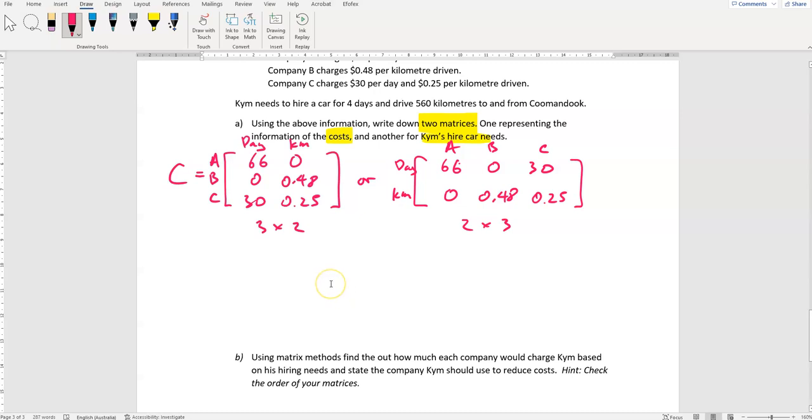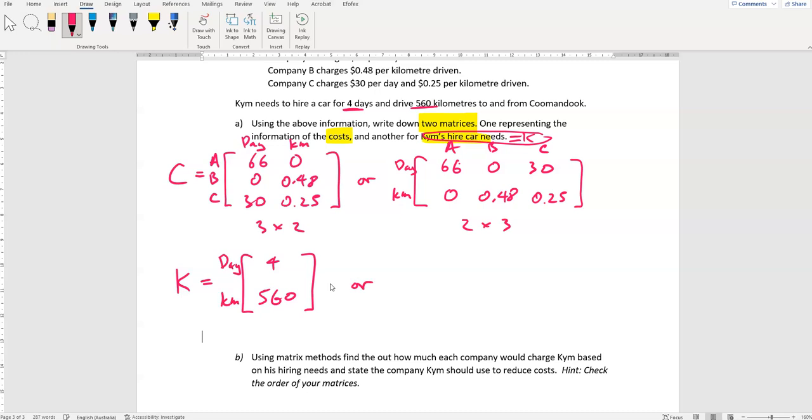Now for the other matrix, I'm going to call it K. This is Kim's hiring needs, so that one's going to be K here. Now, he needs 4 days and 560 kilometres. So K could be 4 days and 560. That means that this is days, and then this is km.